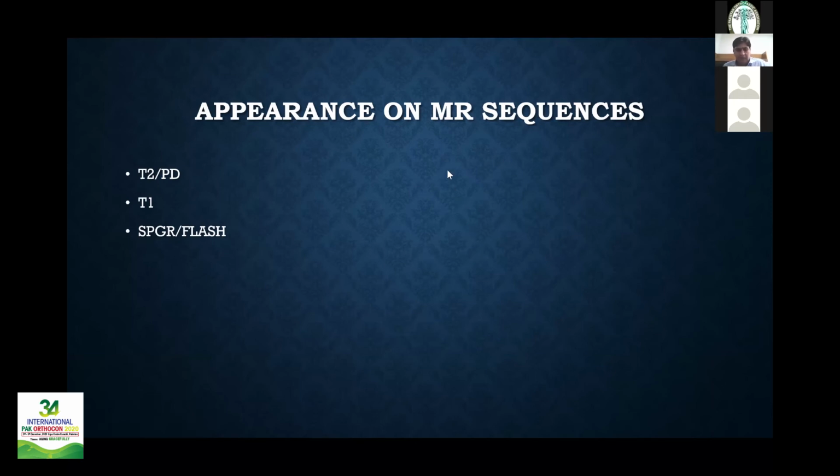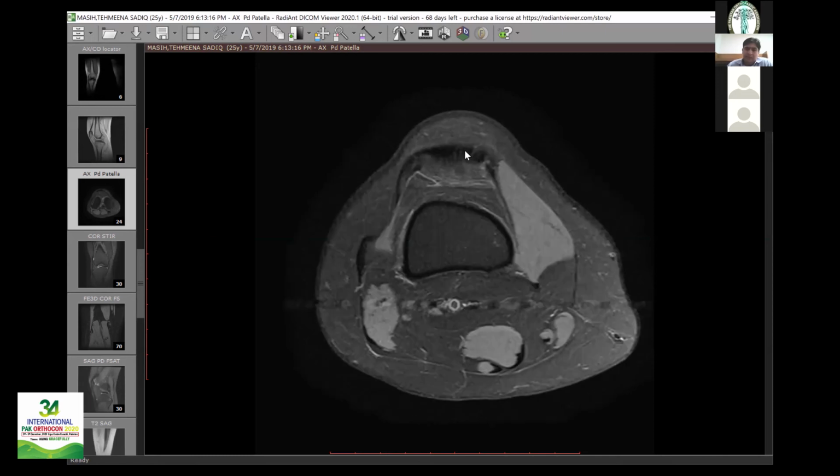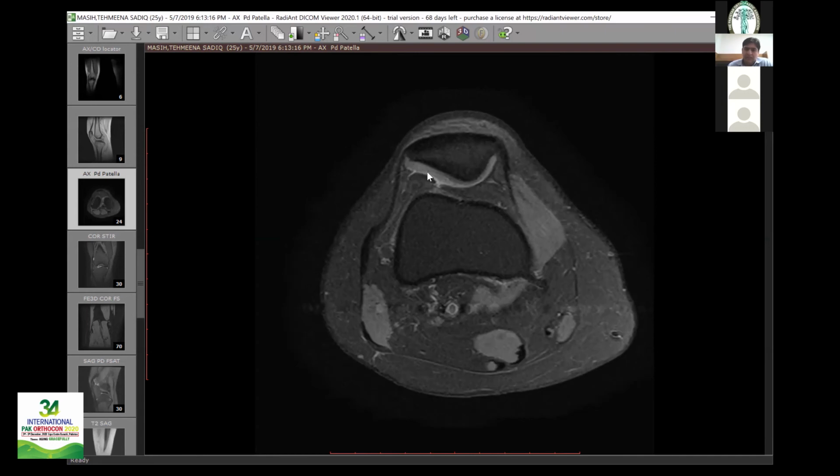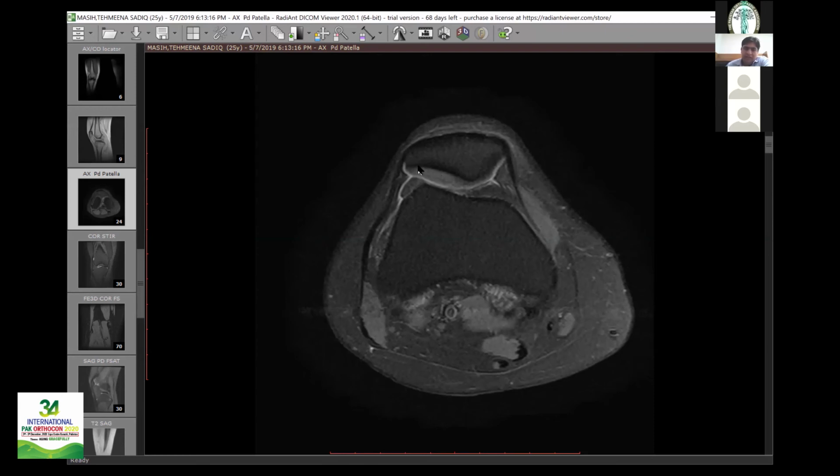Okay, so this is an axial PD weighted image, and this is the patella, and this is the superior pole, and you can appreciate the distal quadriceps tendon. As you go down, this iso-intense structure, in between the fluid and the bone, has a signal intensity between the two. Look at it, it's fairly homogeneous and smooth. We do not see any gross defect here. So this is the normal signal of the patellar articular cartilage.